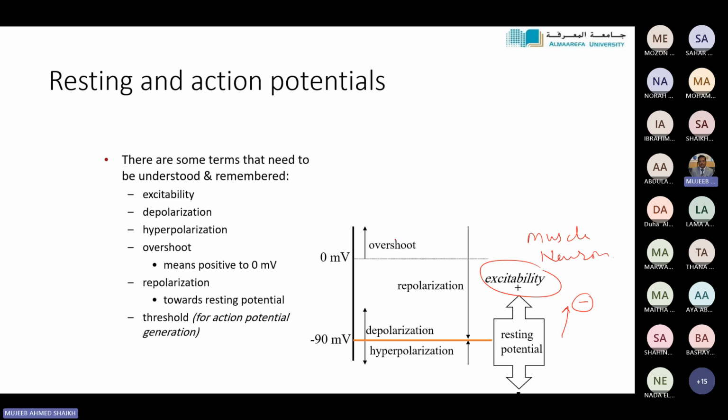Anything above zero is also known as overshoot. So suppose I draw a diagram here from minus 90, going like this and coming back, and here it is the zero. So this part is the overshoot. This part is depolarization, this part is repolarization, and this part is hyperpolarization.